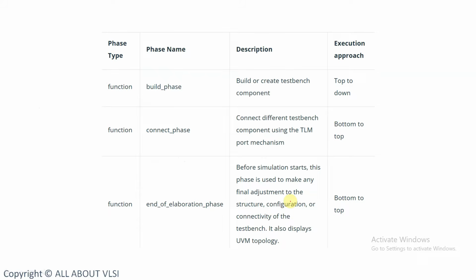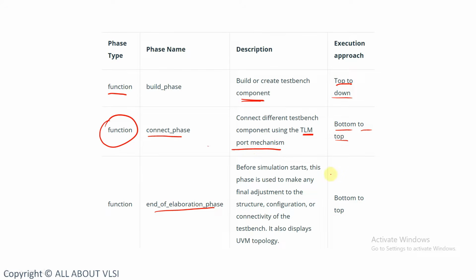If we want to understand what exactly the build phase is, it is a function, as we have already seen, and it is used to build or create the test bench component. The execution approach is from top to bottom. Coming to connect phase, it is also a function because it should be executed within zero simulation time. This connect phase is used for connecting different test bench components using the TLM port mechanism. This TLM port mechanism we are going to discuss in our upcoming sessions, and the approach is from bottom to top.